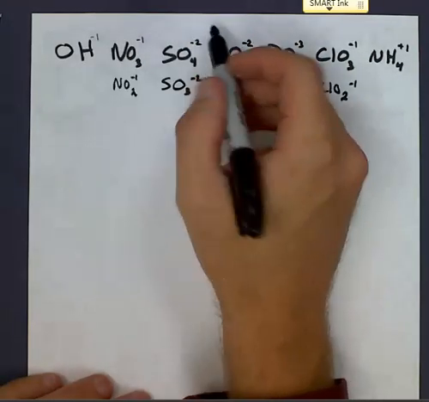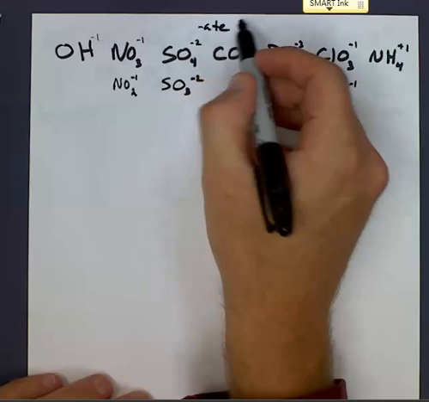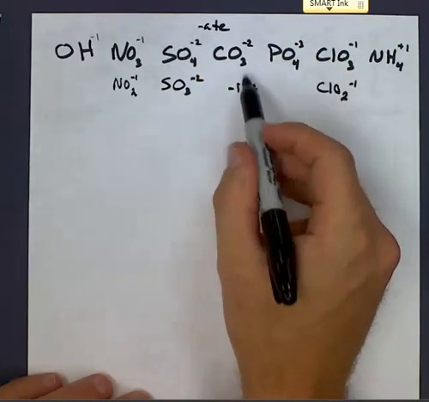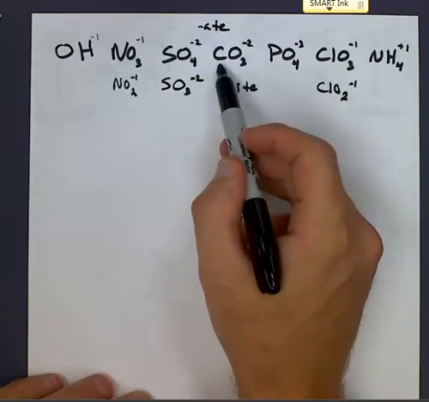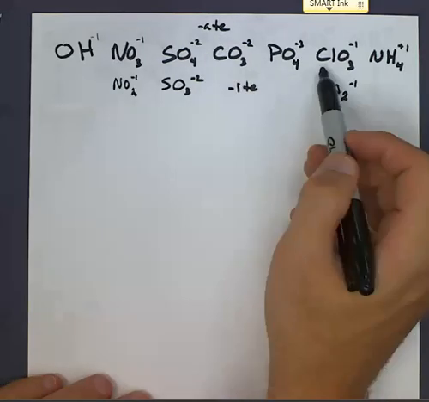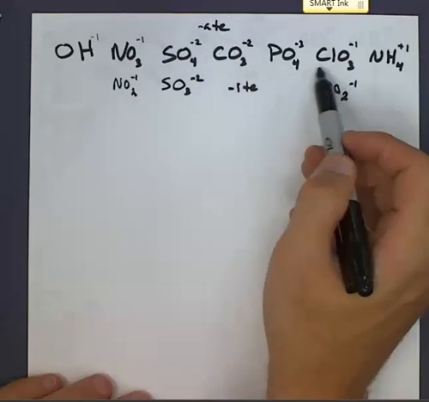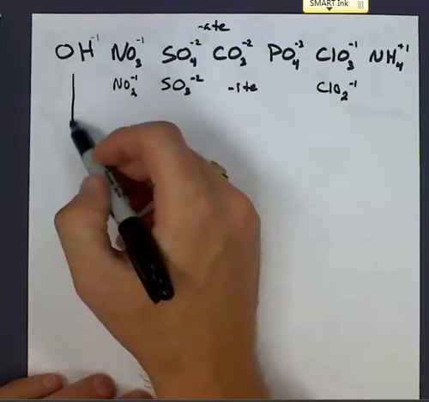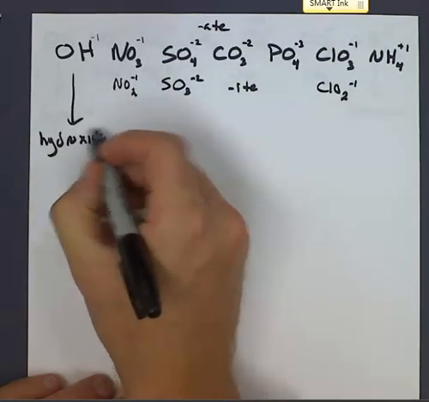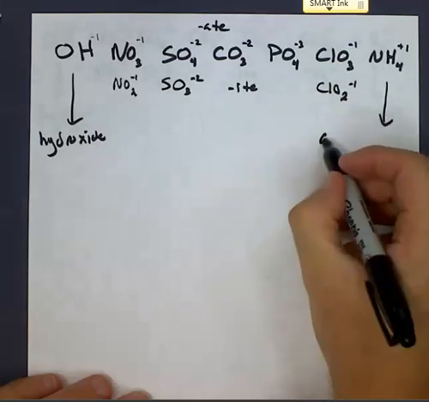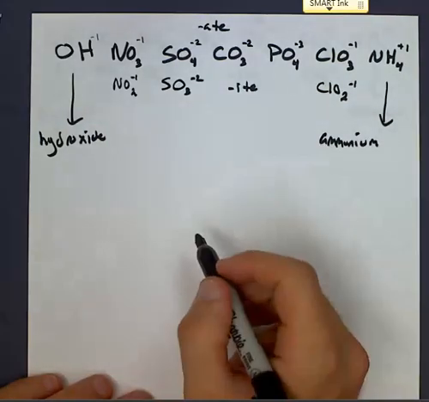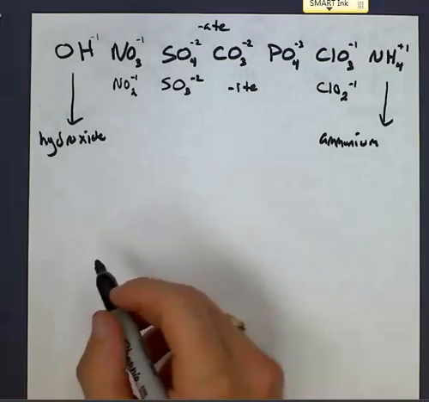Now, everything up top here is named "ate," everything down the bottom here is named "ite," and it's all based off of this first element. So carbon in the ate row is going to be carbonate, sulfate, nitrate, chlorate, phosphate. These guys at the ends have funny names. This one is named hydroxide. This one is named ammonium.